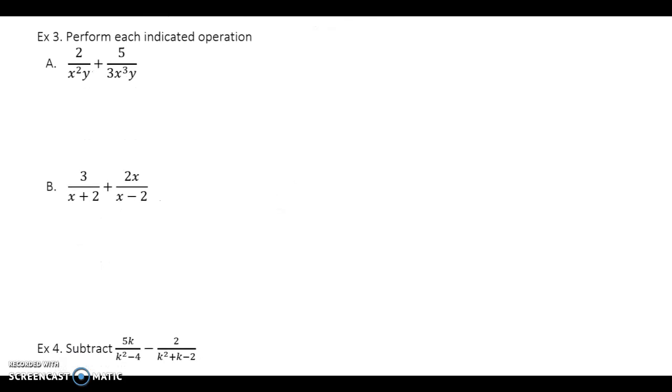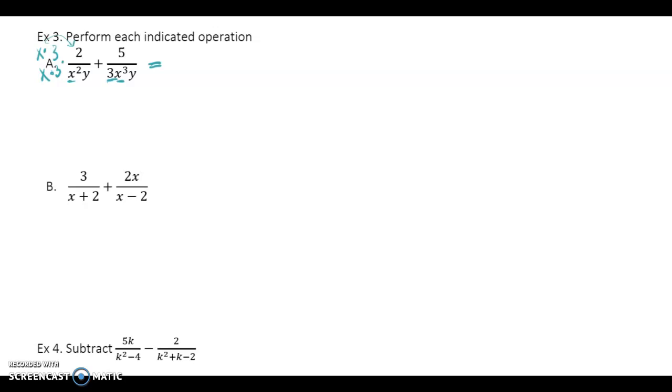Okay, so this first one, it does not have common denominators. So I like to look at the numbers first. So there's a 3 here. There's not a 3 in the first one, so we have to go ahead and multiply it by 3. Okay, then I could go ahead and look at the variables now. You have an x squared and an x to the 3rd, which means this one is missing an x. So I'd multiply it by an x. And then they both have y.